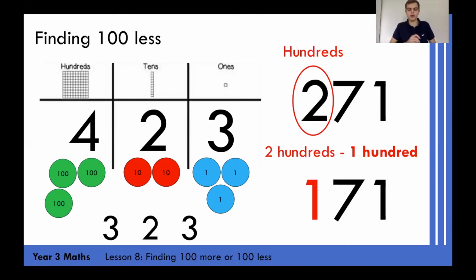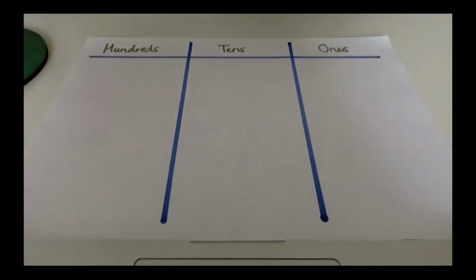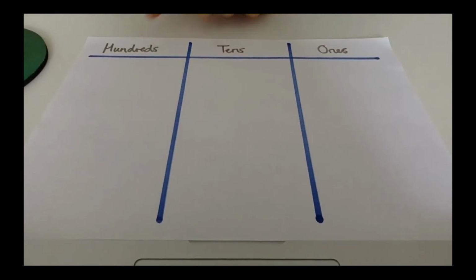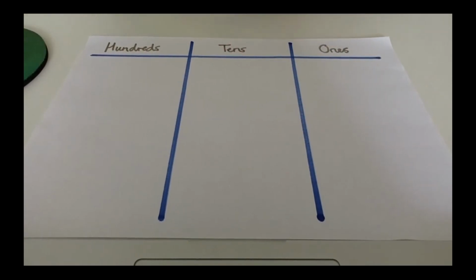Let's have a go all together then. So on your grid, on your piece of paper, can you draw me a place value grid with hundreds, tens and ones? I'm going to show you mine. There we go. So here we go. I've got hundreds, tens and ones. So can you have a go at drawing a grid like this?